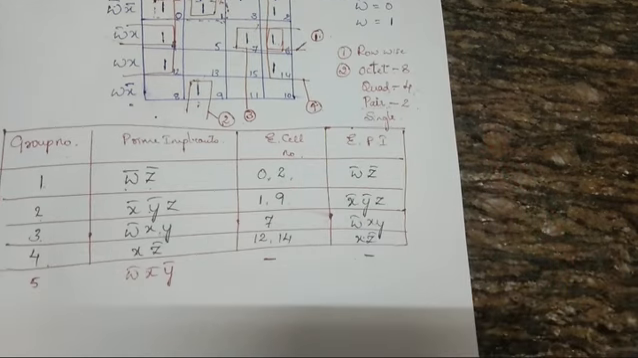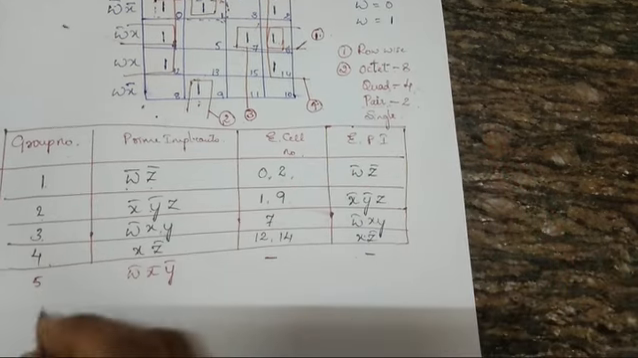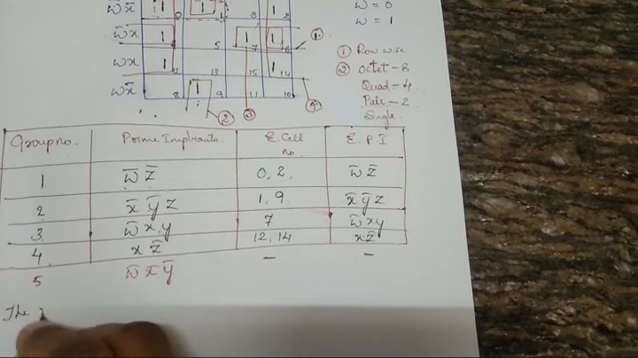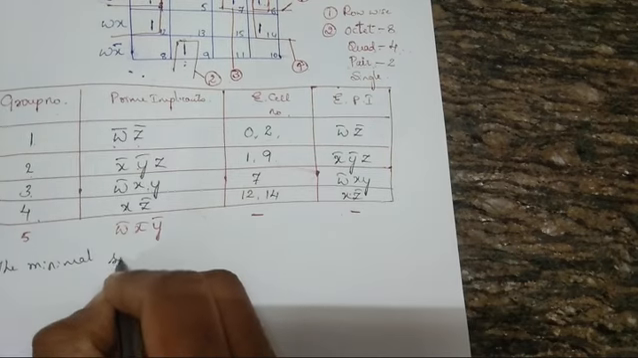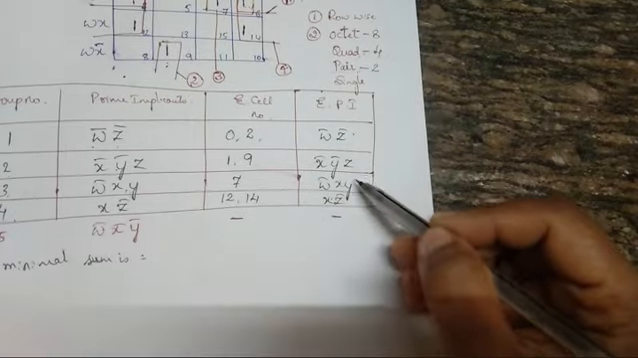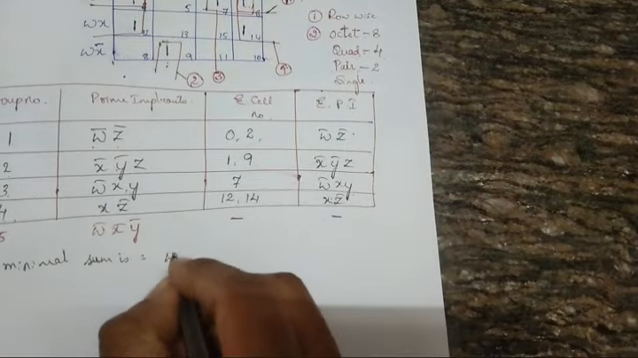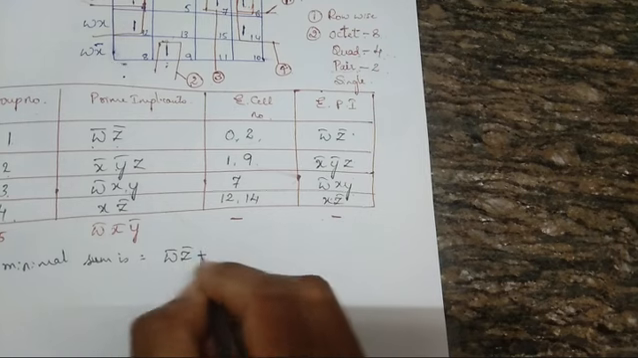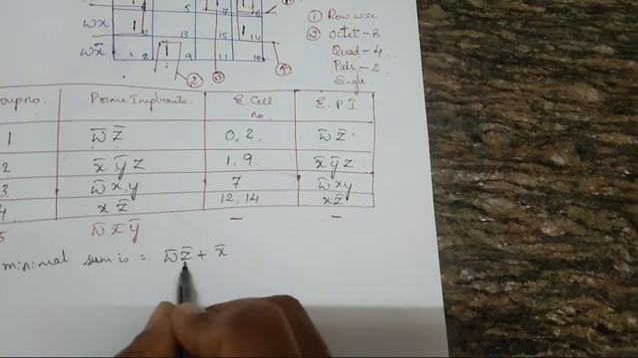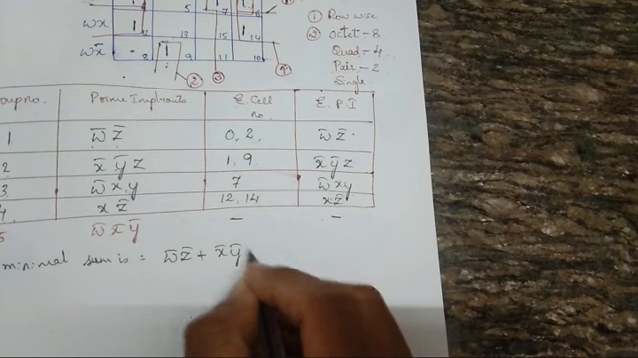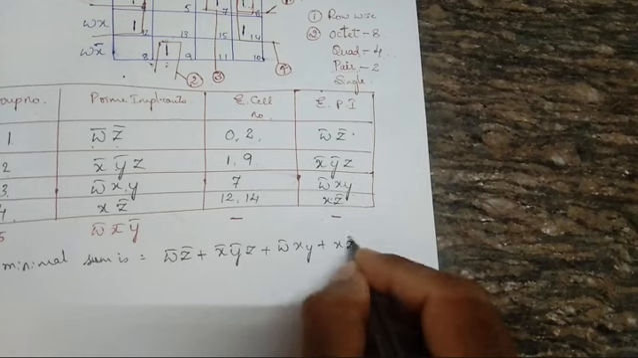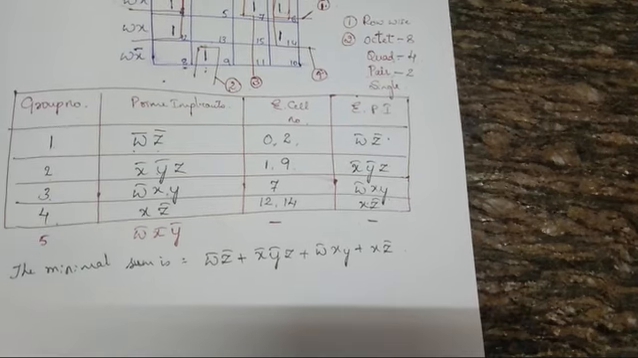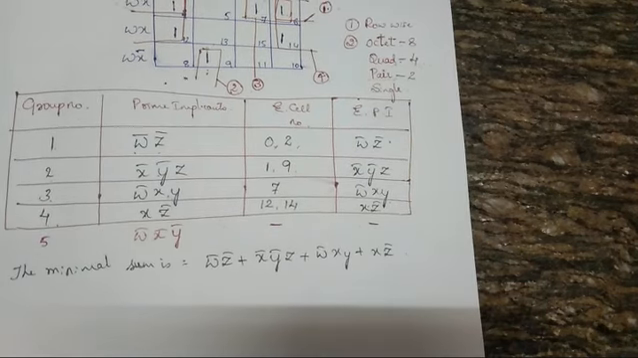Fine. So the final solution is, the minimal sum is, what you have to write? You have to write all these terms by ORing together. That is W bar Z bar plus X bar Y bar Z plus W bar XY plus X Z bar. Okay, this is the way to solve this problem.